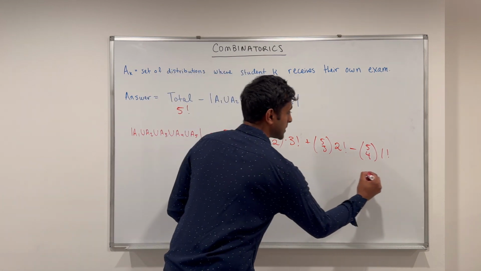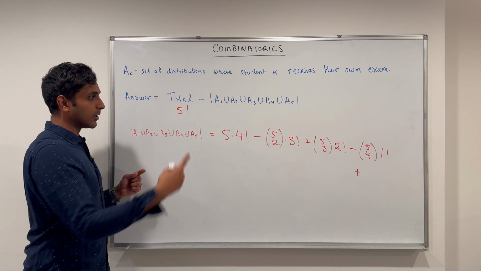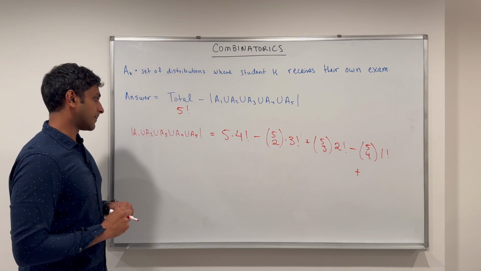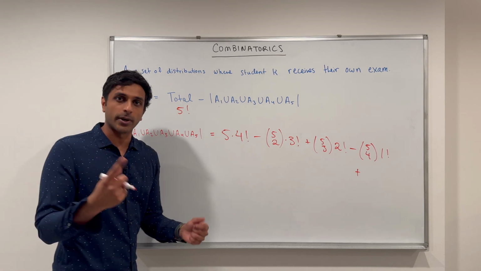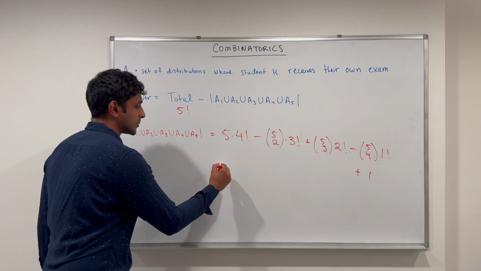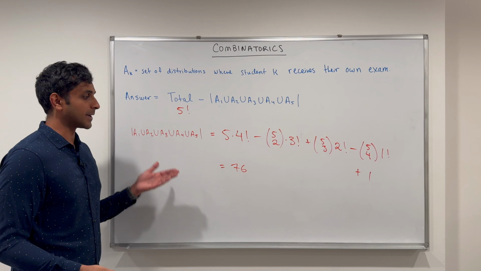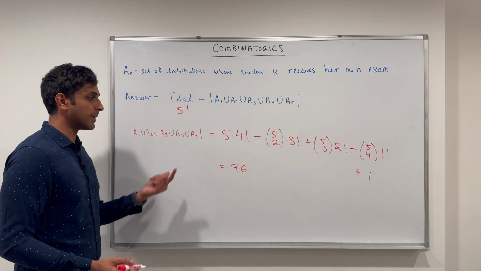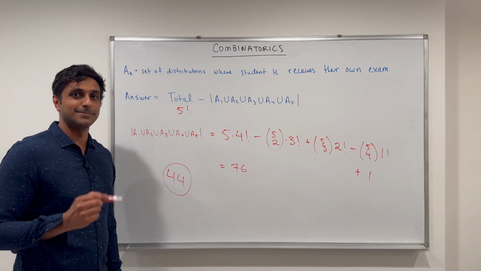And then finally, you need to add back the 1 intersection of all of them. And what is that here? So how many ways can all of them receive their own exam? Well, that would be just one way. They all get their own exam back, so plus 1, which if you do it out is equal to 76. And so the answer to the question is 5 factorial minus 76, or 120 minus 76, or 44. Now you can do your homework.